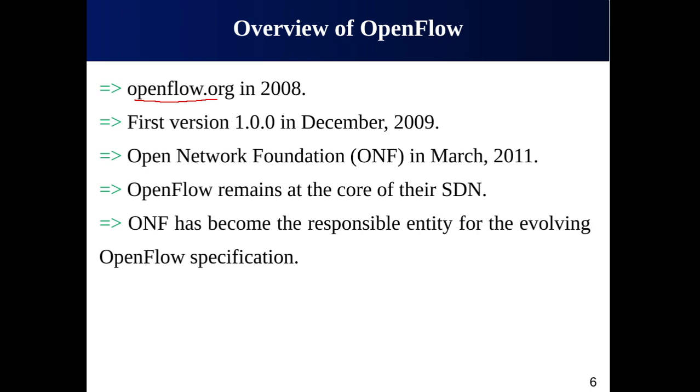Then they released the first version of OpenFlow. That version was referred to as 1.0.0, and it appeared in December 2009. Although pre-releases existed before this version, they were used mostly for experimental purposes. So the actual version developed by OpenFlow and made available to the public was 1.0.0. After this version, the development and management of the specification was transferred to the ONF in March 2011.